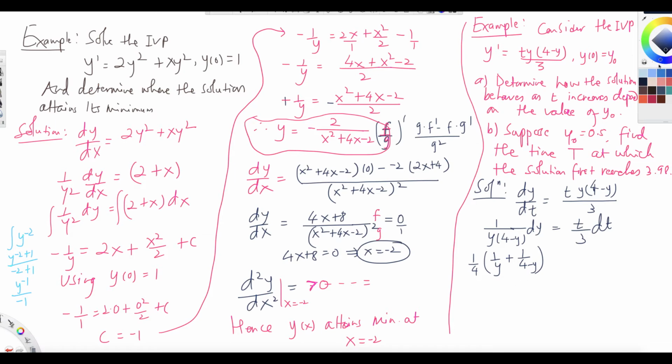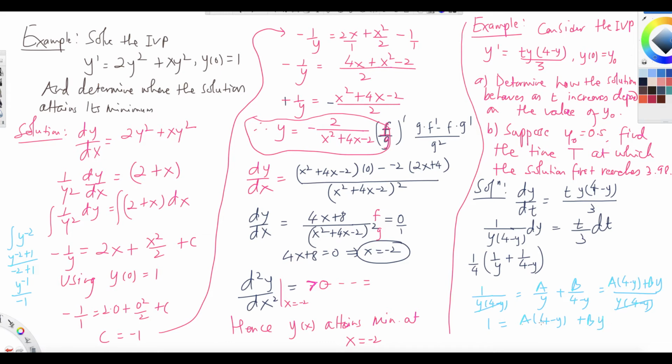You need to do 1 over y(4 minus y) equals a over y plus b over (4 minus y), right? And then you write this equals a times (4 minus y) plus b times y over y times (4 minus y), right? And then you cancel that, you get 1 equals a times (4 minus y) plus b times y, right? If you take y equals 0, what do you get?